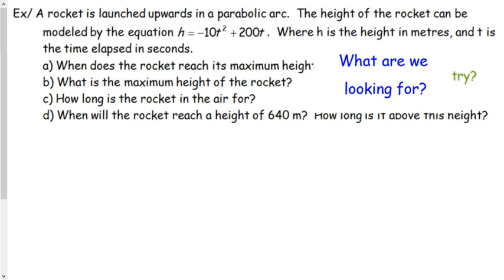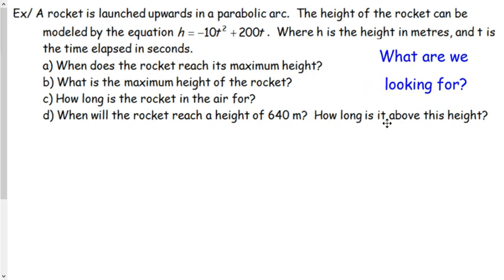So we've got things that we're looking for. When does the rocket reach its maximum height? What is the maximum height of the rocket? How long is the rocket in the air for? And when will the rocket reach a height of 640 meters? Finally, we've got the trickiest part, and that is, how long is it above this height? These are some tricky questions, and C and D we've not been able to do before. We've not known how to answer a question like that. Really, D is a pretty challenging one.